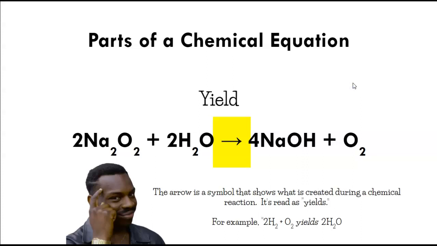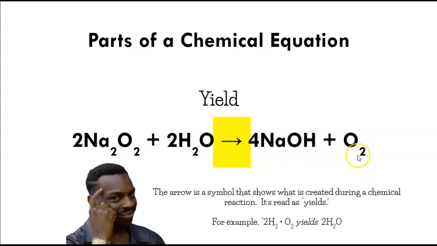The arrow in the middle is called yield. Just like in math, when you see an equal sign, you say equals. In chemistry, when you see an arrow, you say yields, although it kind of works the same way as an equal sign. So when we put it all together, we actually say it like this. 2Na2O2 plus 2H2O yields 4NaOH plus O2.